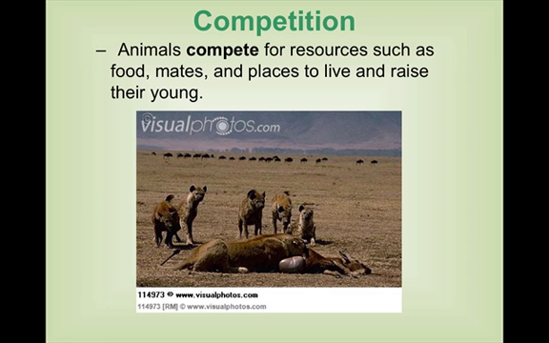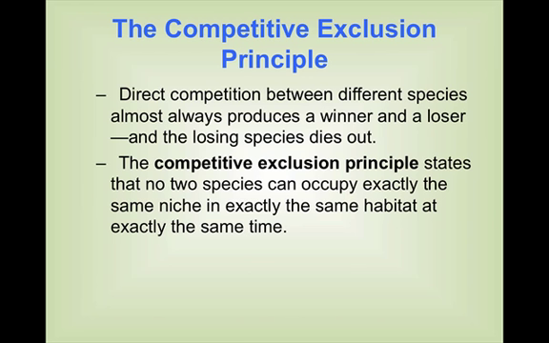Competition happens between individuals of the same species, and it happens between individuals of different species. So long as those organisms want the same resource, in this case the meat of this animal, they will compete for it. And that competition is very important because most often the competitor that loses dies. And if they die, they're not able to reproduce, they don't pass on their genes, and that becomes a problem for the population. We also talk about this competitive exclusion principle.